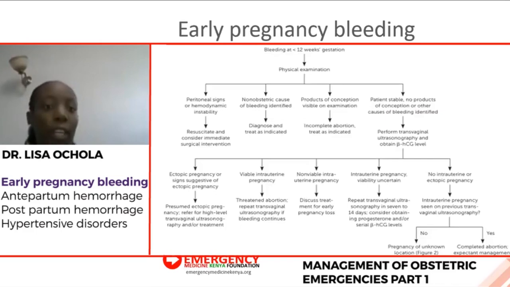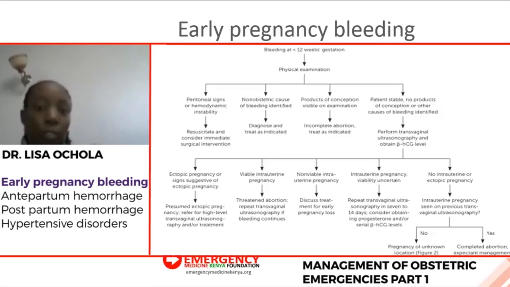So if you find there's a non-obstetric cause of this bleeding, which could be anything, it could be a polyp, or if you look inside, it's cervicitis because of infection and so on, you diagnose and treat. And that obviously will not be an emergency at that point.